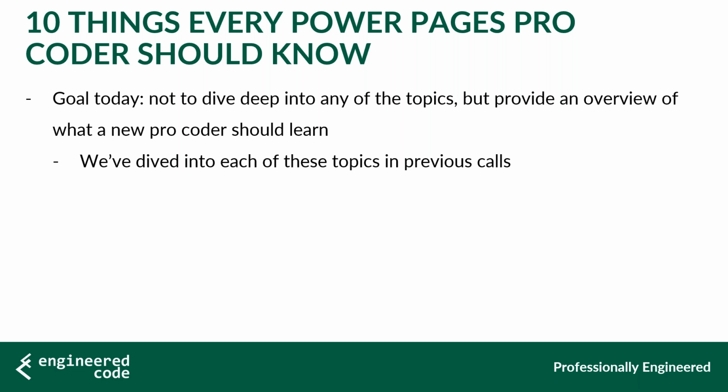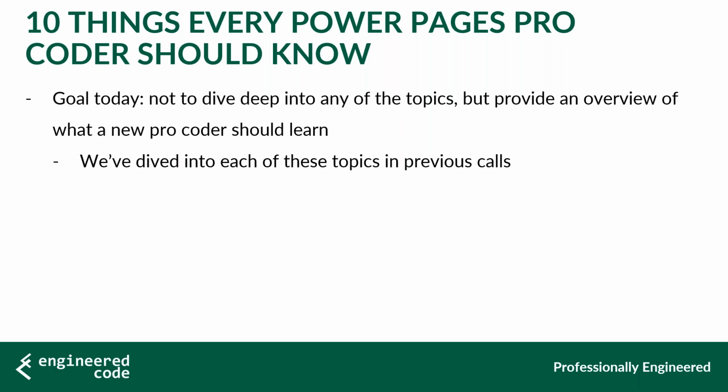Again, all these topics will most likely have a full call dedicated to them in the history of our community calls, or there'll be blog posts, or all sorts of content all over the internet, so you can dive deep into these topics. But I find sometimes the struggle with Power Pages is there's just so much content out there, and it's hard to know what's the most important, what should I start with? So I figured I'd take today's call to say, here are the 10 things as a pro code developer you should understand.